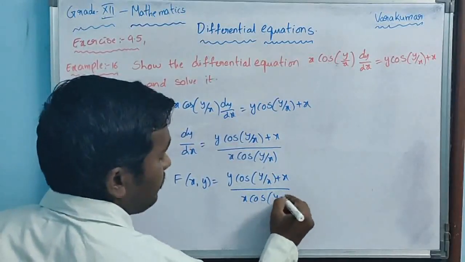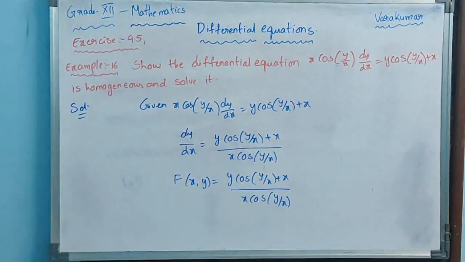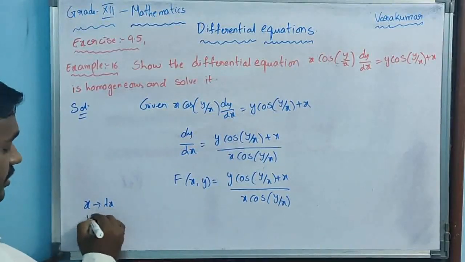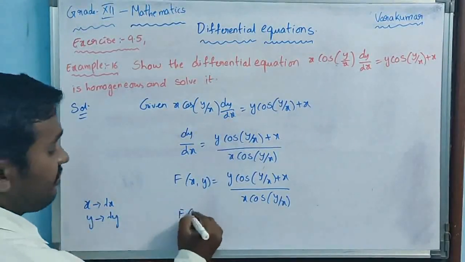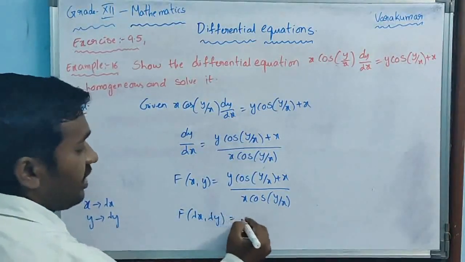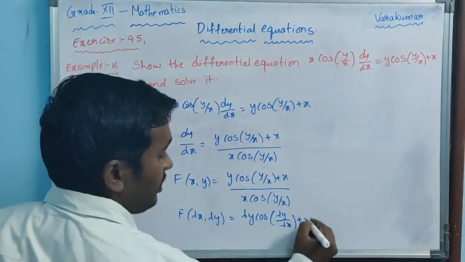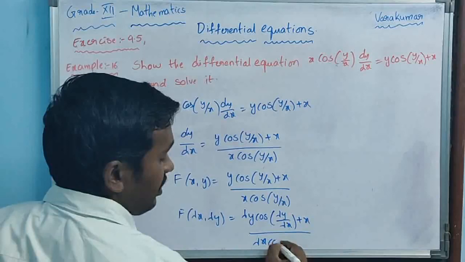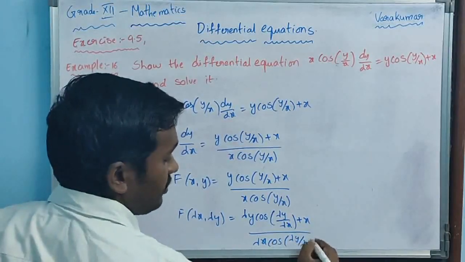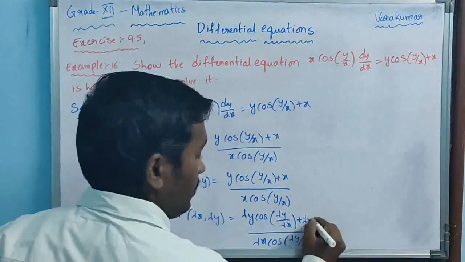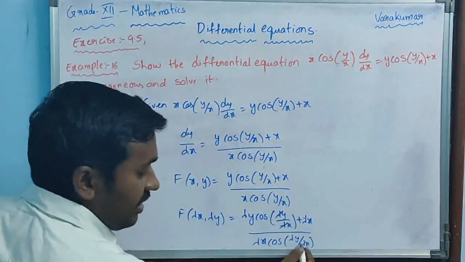Now to check whether it is homogeneous or not, as we learned yesterday, we have to substitute x as λx and y as λy. So replacing x with λx and y with λy, we write f(λx, λy) = (λy cos(λy/λx) + x) divided by (λx cos(λy/λx)). Clear? Now in the cos function, λ cancels, and in this also λ cancels.